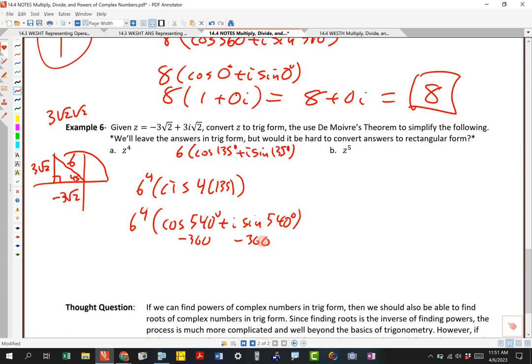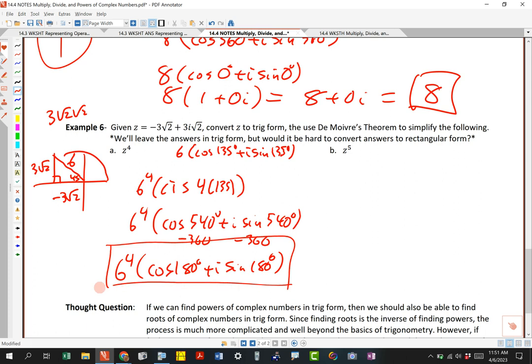Wait a minute. Isn't that a nice number? 180. So 6 to the 4th, and then this would be cosine 180 plus i sine 180. You can leave it like that, but would it be very difficult to change that into rectangular form? No, especially not since we know what the sine and cosine of 180 degrees are.